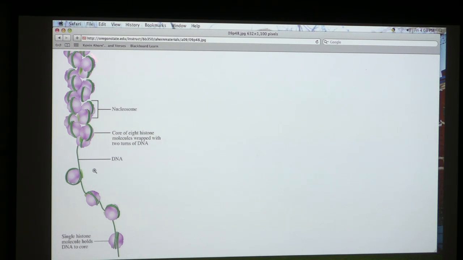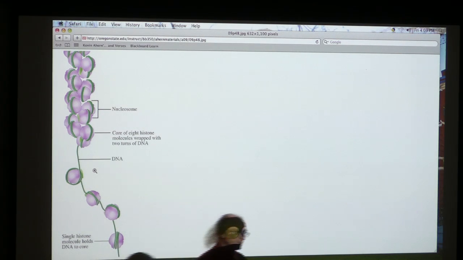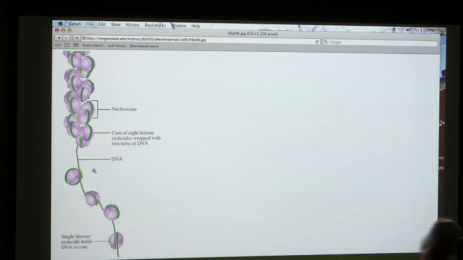Now, these individual things here themselves will coil up. So we get coils of coils of coils of coils. And that's how your cells cram all that DNA in. And when we see a chromosome, what we're looking at are very, very big complexes of these together.